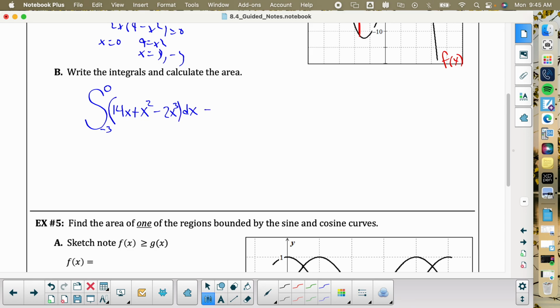Wait, why is the integral -3 to 0? So if we're trying to find the area, if we're looking at that picture, it's got two separate sections, and the tops and the bottoms swap. So the first section goes from x equals -3 to x equals 0. That's what Seth found. Seth found where they cross. So the first piece is -3 to 0, second one is 0 to 3. And they're separate integrals because they have different tops and bottoms.